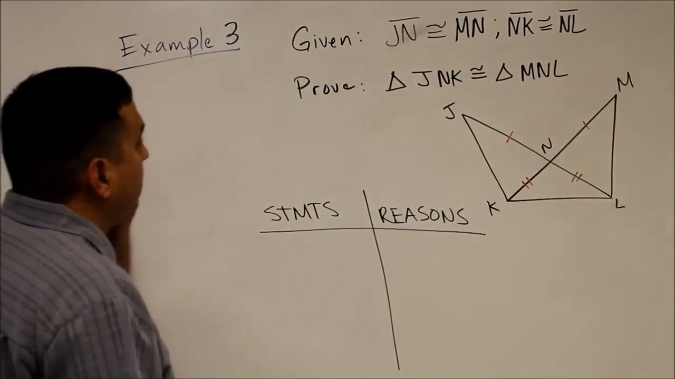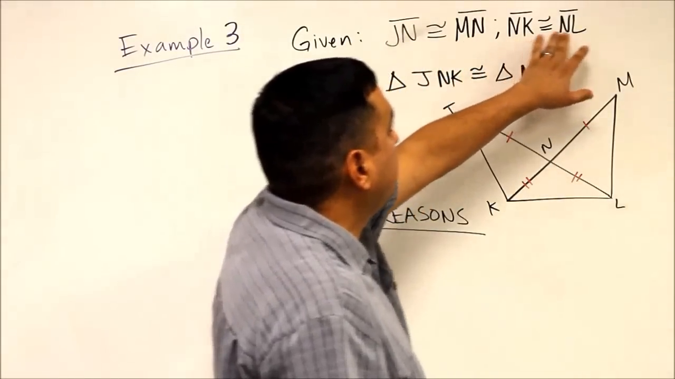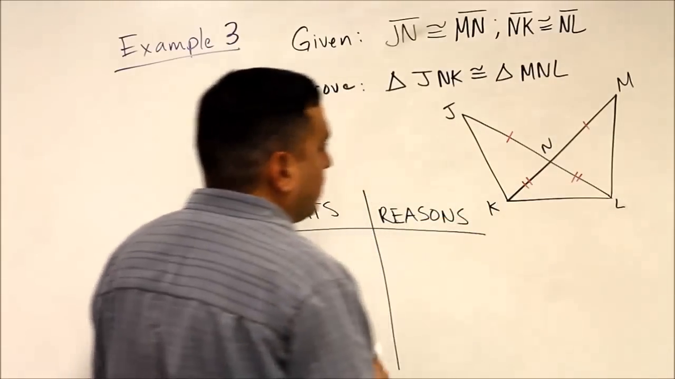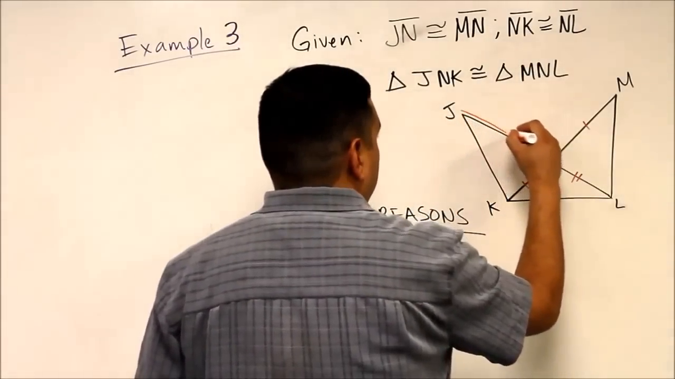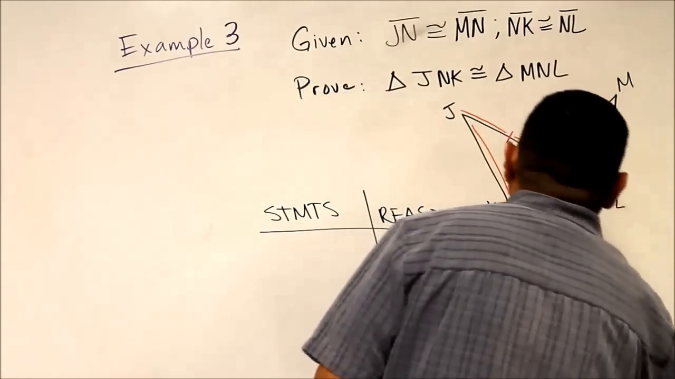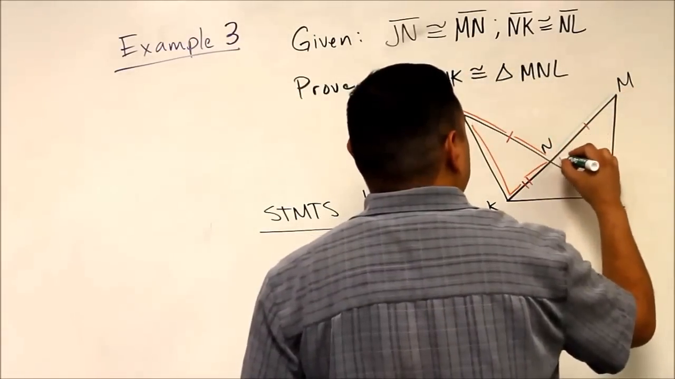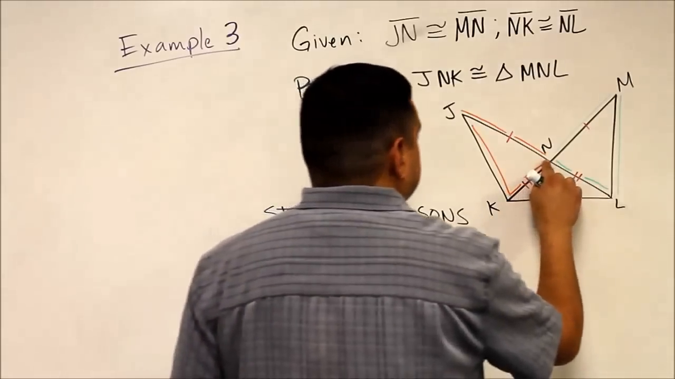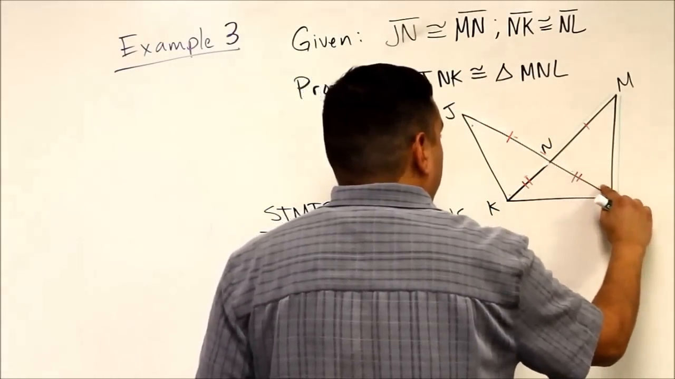Alright, example number 3. We're given two statements: segment JN is congruent to segment MN, and segment NK is congruent to segment NL. And I want to show that the two triangles JNK and MNL are congruent. The two triangles that we're talking about are JNK, and then I want to look at that one compared to this triangle MNL, which is out here. I want to show how those two are congruent to each other.